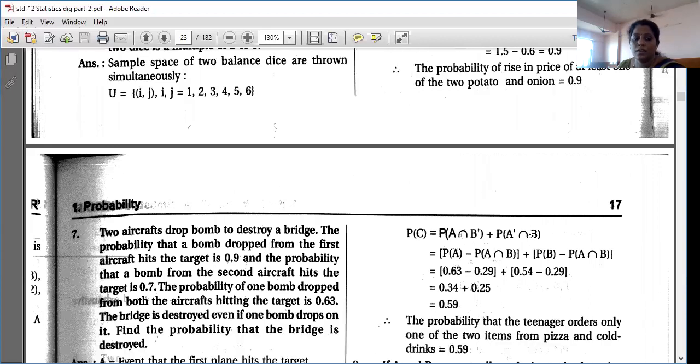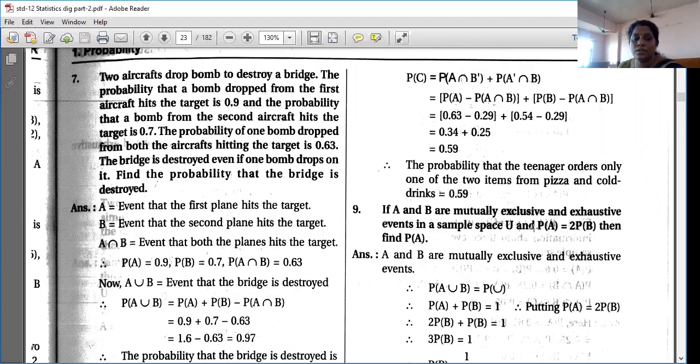Now next, that is your seventh question. See the question. Two aircraft drop bomb to destroy a bridge. The probability that a bomb dropped from the first aircraft hits the target is 0.9, and the probability that a bomb from the second aircraft hits the target is 0.7. Then the probability of one bomb dropped from both the aircraft hitting the target is 0.63. The bridge is destroyed even if one bomb drops on it. Find the probability that the bridge is destroyed.